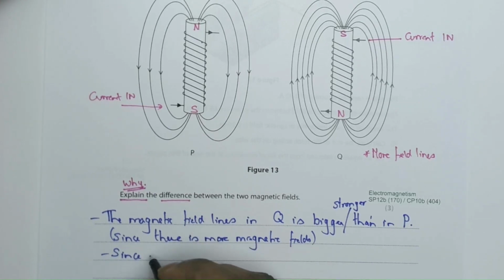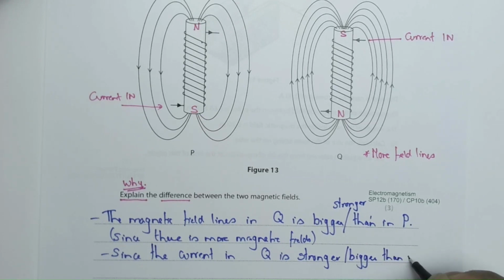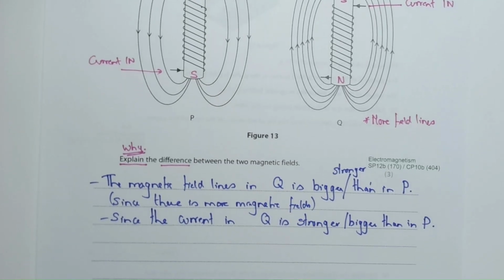So, since the current in Q is stronger or bigger than in P, right?